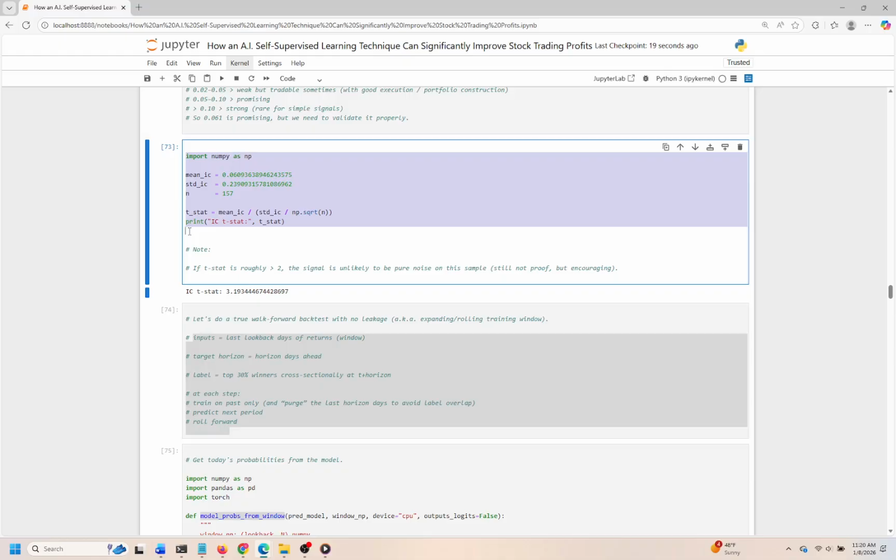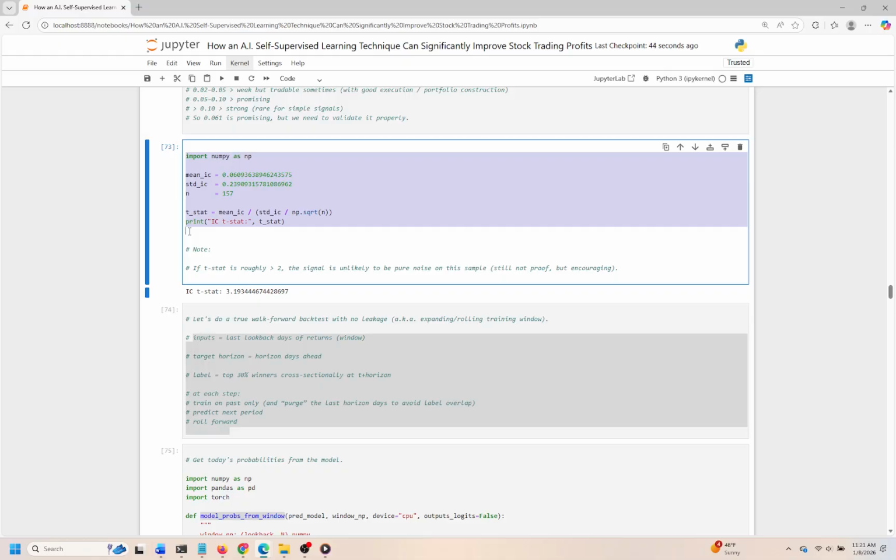By computing the t-statistic, we can gauge whether the observed correlation in our dataset is significant enough to suggest that it's not just random noise. The process begins by using the mean information coefficient, which indicates the average predictive ability of our model, and the standard deviation of this coefficient, crucial for understanding the variability of our measurement.